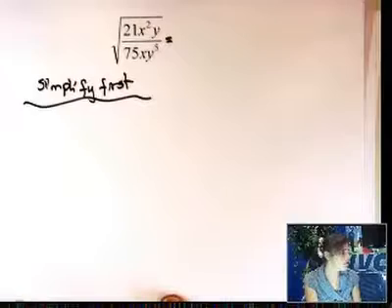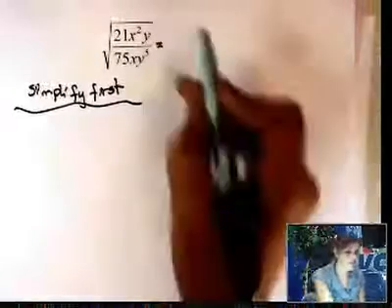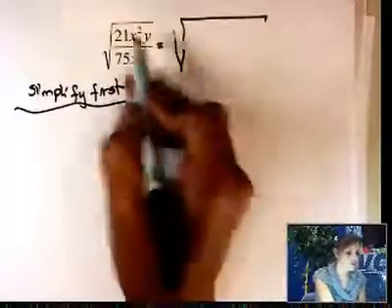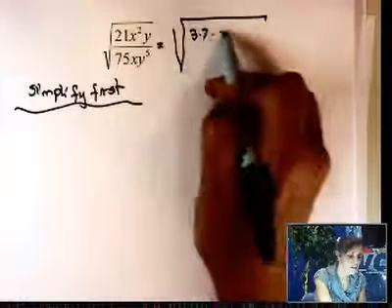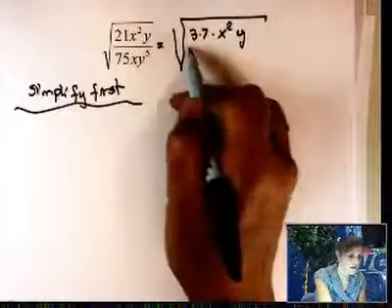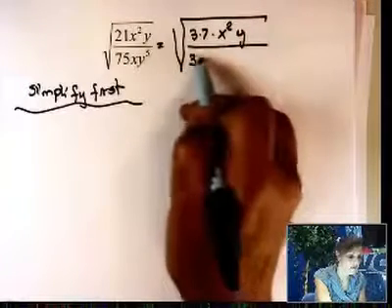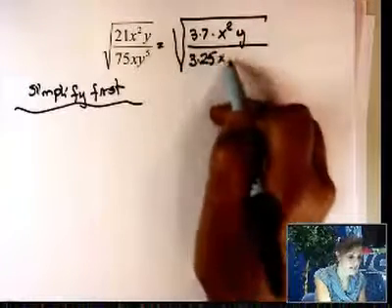Okay, so let's try to write that. What does that mean? Simplify first. This one is 3 times 7, right? This one is x squared, and this one is y. This one is 3 times 25. This one is x, this one is y fifths.